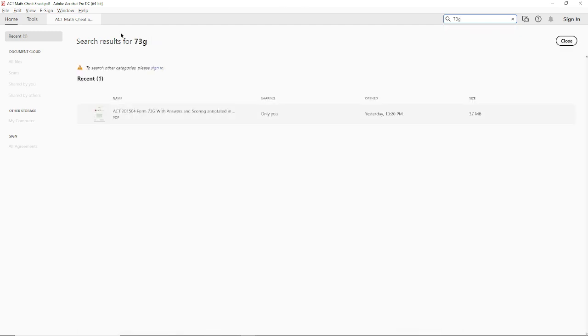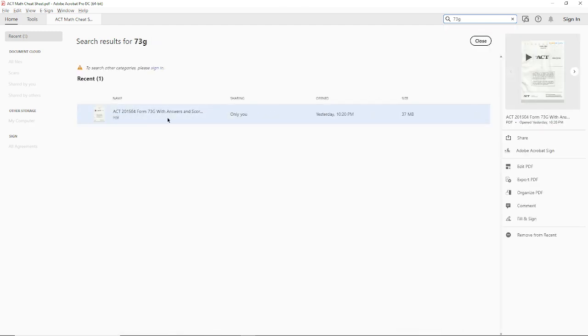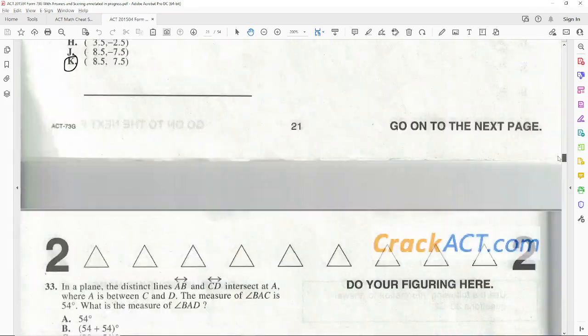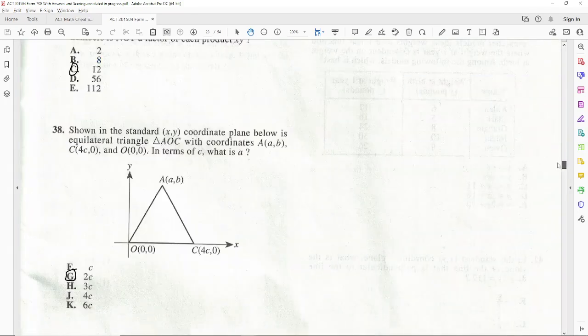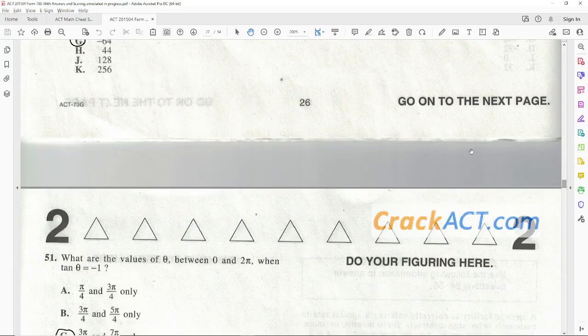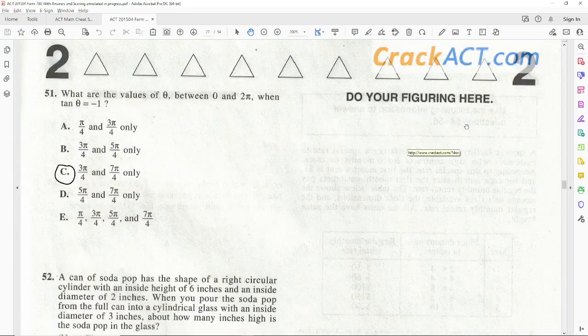73G number 51. Oh, we have many, many examples. 73G number 51. So this is an example of the unit circle. If you know the unit circle, now this is one of the toughest ones from 50 through 60. But if you know the unit circle, you can get this one really easily. What are the values of theta between 0 and 2 pi when tangent theta is -1?